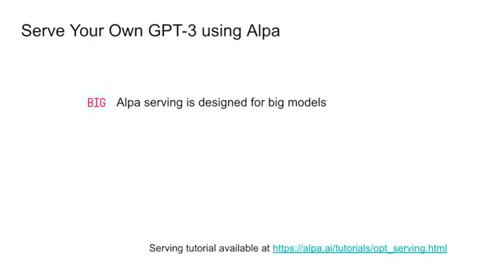First, Alpa serving is designed for serving large models like GPT-3, while most existing serving systems are limited to serving small models that must fit onto a single GPU.